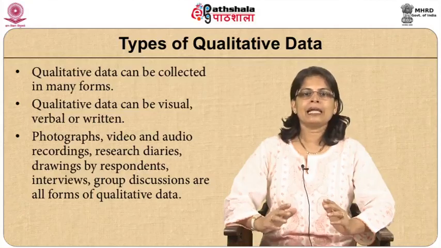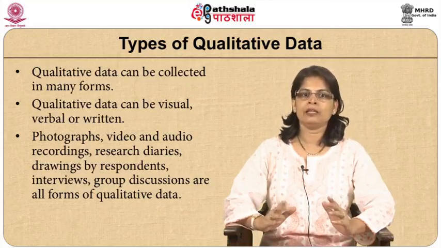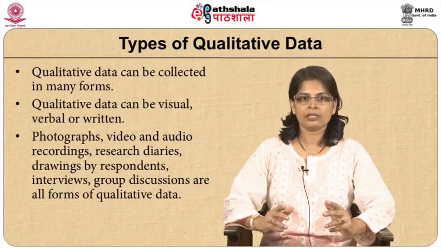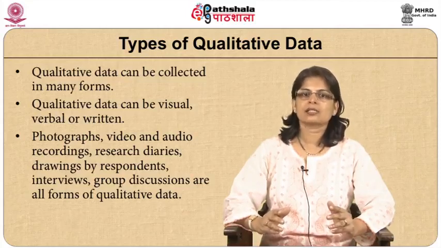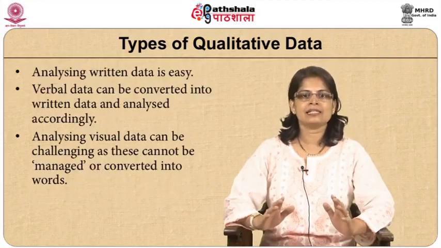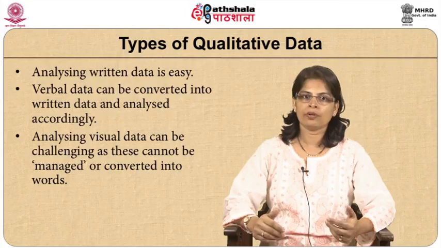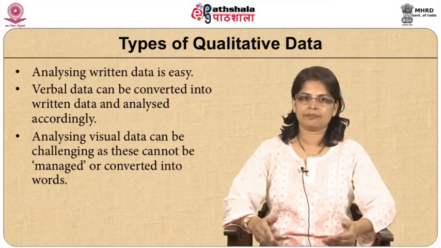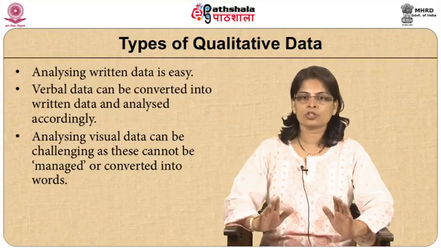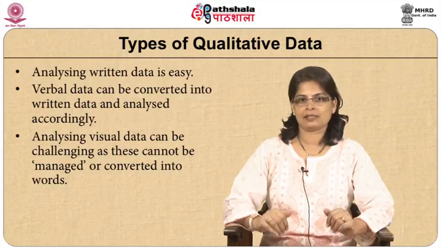Let us have a look at the types of qualitative data. Qualitative data can be collected in many forms. It may be visual, verbal or written. It also may be in the form of photographs, video, audio recordings, research diaries, drawings by the respondents, interviews, group discussions, etc. As analyzing written data is easier, verbal data can be converted into written data and analyzed accordingly. However, converting visual data into words may defeat the sole purpose for which that data was collected. Moreover, not all visual or pictorial data such as drawings and photographs can be converted into words in literal sense.